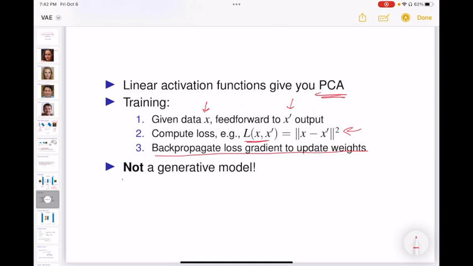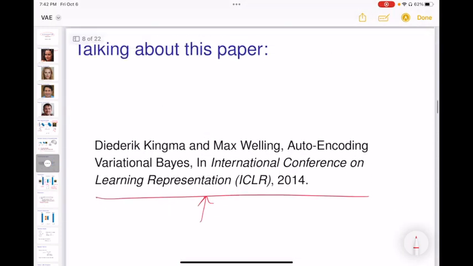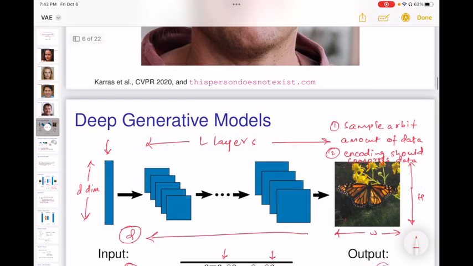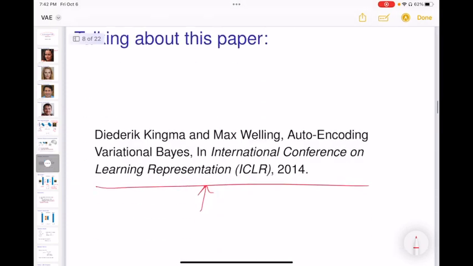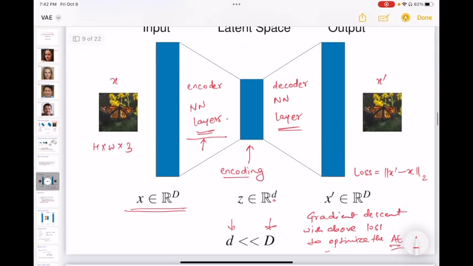Okay, now note that this is not a generative model, and this is a question that you should pause the video and think about for a second before you move ahead: why is this not a generative model? The answer is that this is not able to do the first thing that we want from generative models, right? The first thing that we want from generative models is that we should be able to sample an arbitrary amount of data from this model, right? And this is not possible with this autoencoder because the embeddings Z do not follow a specific structure, right?